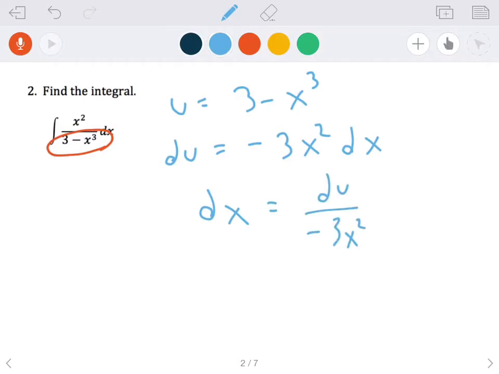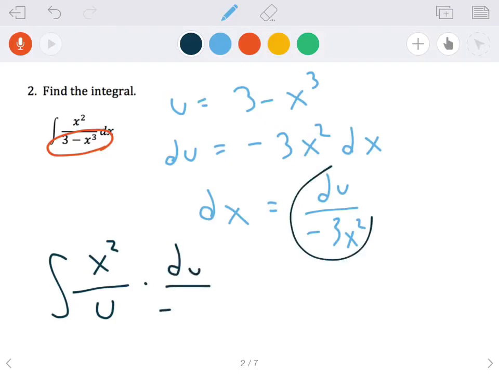Now when I rewrite my integral, I have x squared over the denominator is u now, and dx became this, du over negative 3x squared. And it's always nice and convenient when your x squared term, or whatever was on your numerator, cancels what's now in your denominator. And so this integral turns out very nicely.